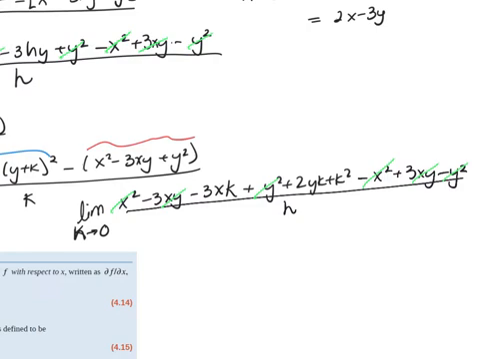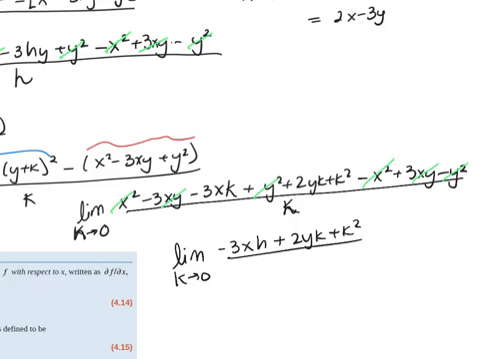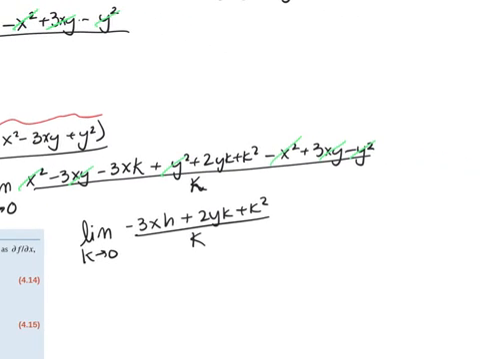And a check to yourself, when you get down to this point, the limit as k goes to 0. In the numerator, if each and every one of my remaining terms does not have a k attached to it, then I must have done something wrong, and that's k. I want to keep writing h, but it's k.